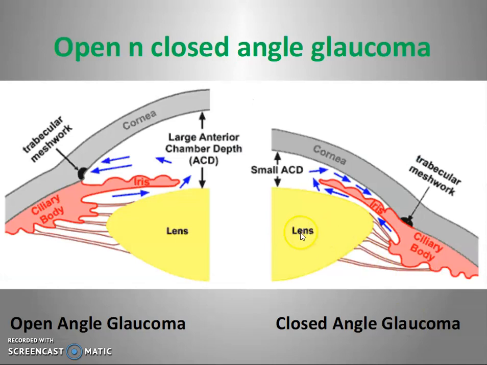Here I mention the basic difference between open and closed angle glaucoma. Here we can see the lens region and trabecular meshwork. If due to some abnormality the aqueous humor production is rising and trabecular meshwork function is getting minimized, there is building up of the aqueous humor at this region, which can exert excessive pressure and can cause open angle glaucoma. The condition is called open angle because the angle between iris and cornea is open.